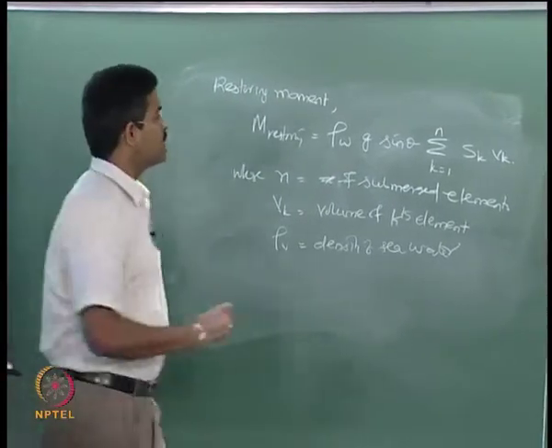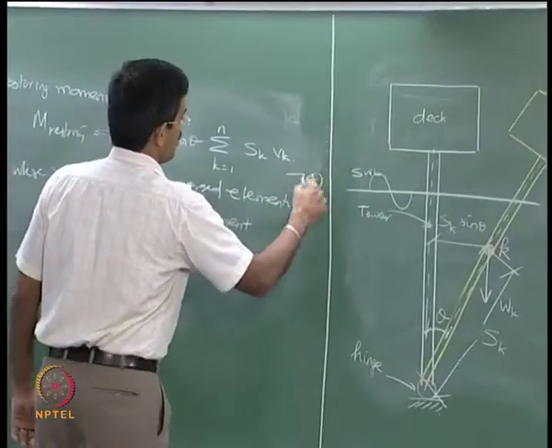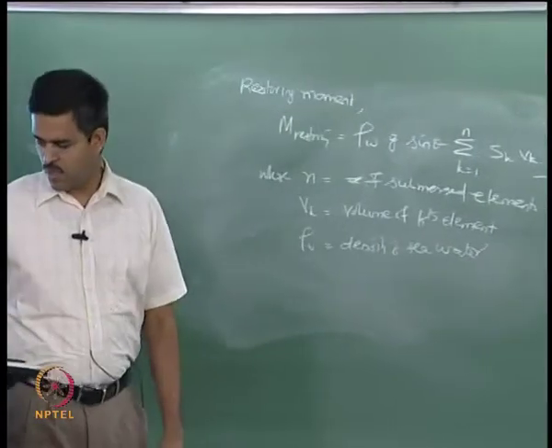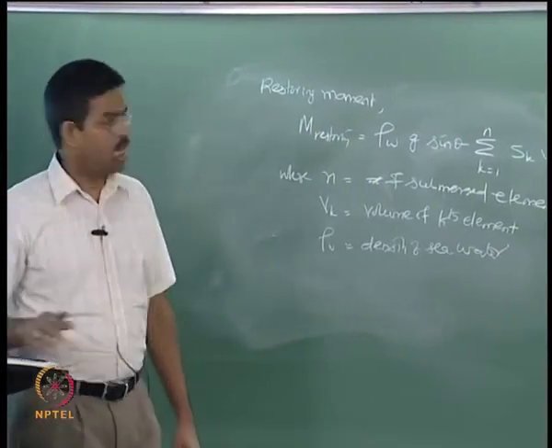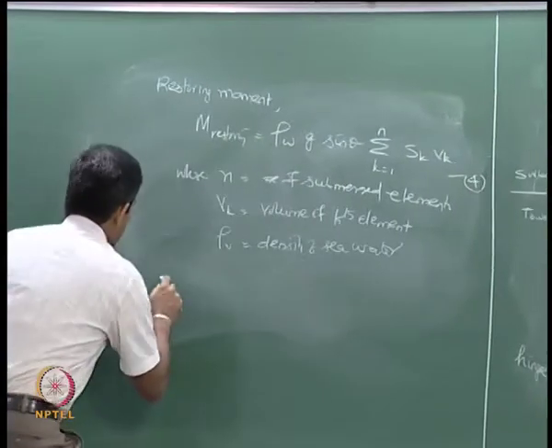So, I have got two equations now, one is the overturning moment, other is restoring moment. Making use of these two, I find the net resistive moment.